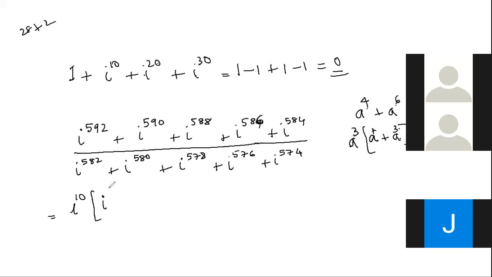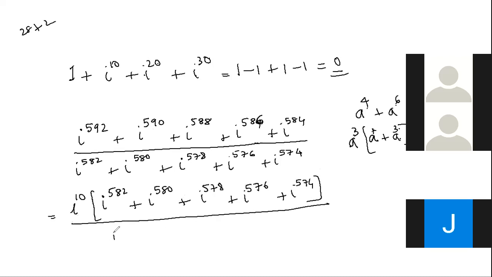The powers become i raised to 582, 580, 578, 576, 574. And what is the denominator? i raised to 584, 582, 580, 578, 576, and i raised to 574.